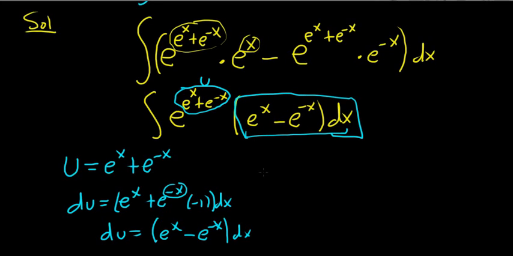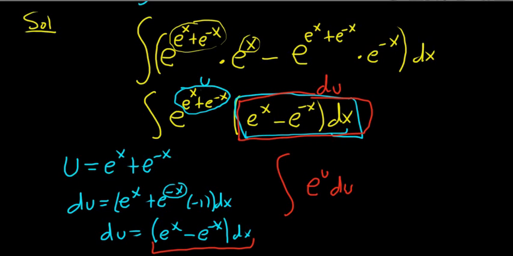So we can rewrite everything as follows. This is the indefinite integral of e to the u du. Beautiful stuff, right? Works out perfectly, right? This whole piece here is du. The red box is du, right? That's what we have here. And then u is this piece here, so it's simply e to the u, right?